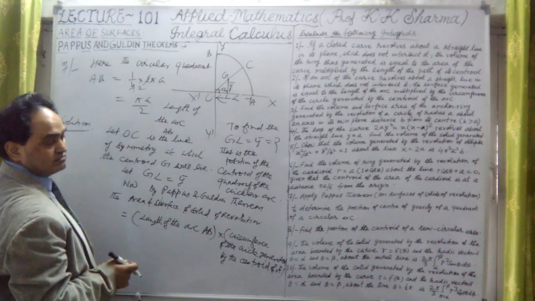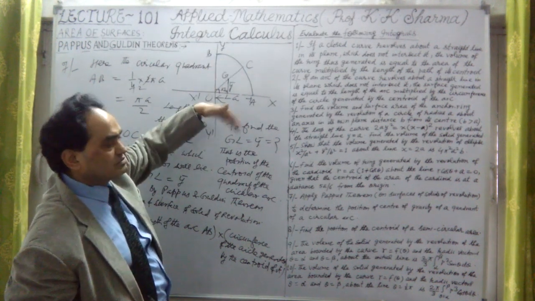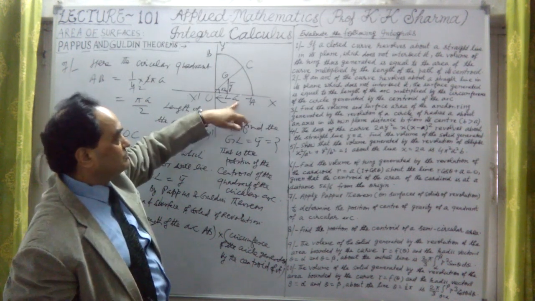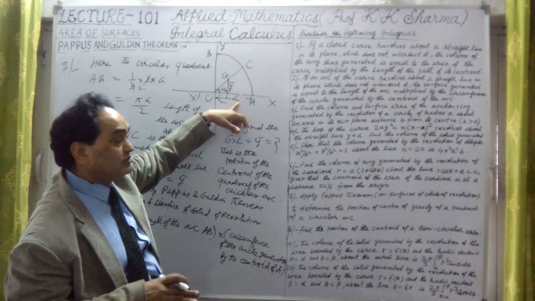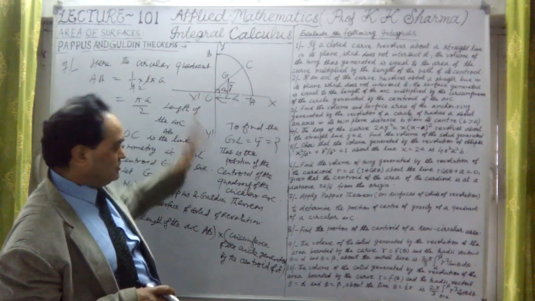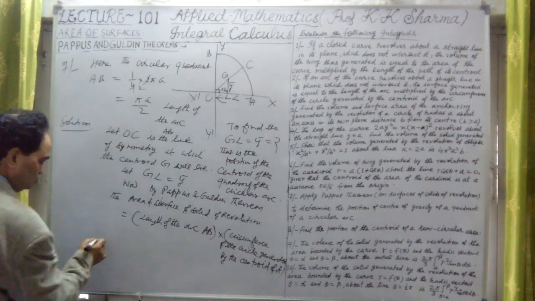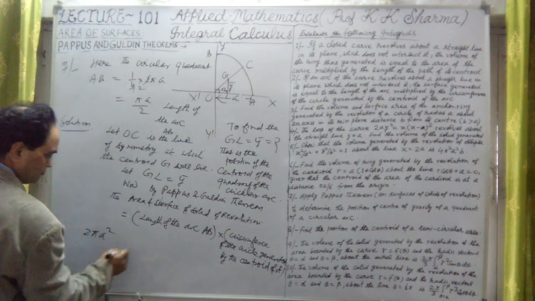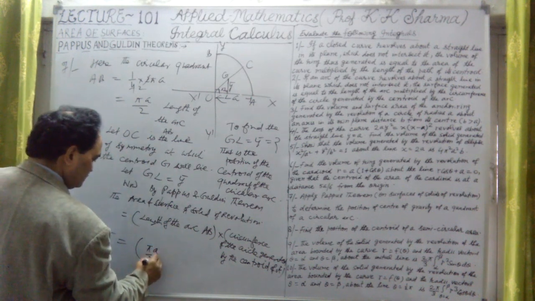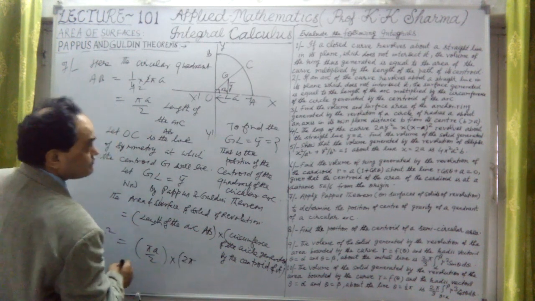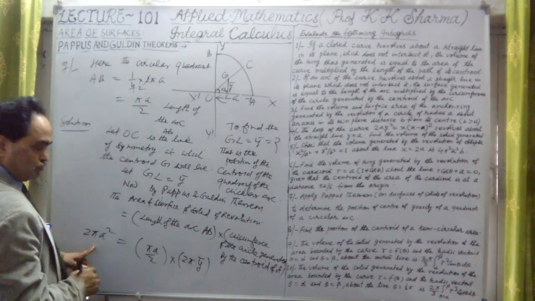So the area of the hemisphere will be 2 pi a square, where a is the radius. This 2 pi a square is equal to the length of the arc, pi a upon 2, into 2 pi into y bar. This y bar we have to calculate. Now what is this 2 pi a square?